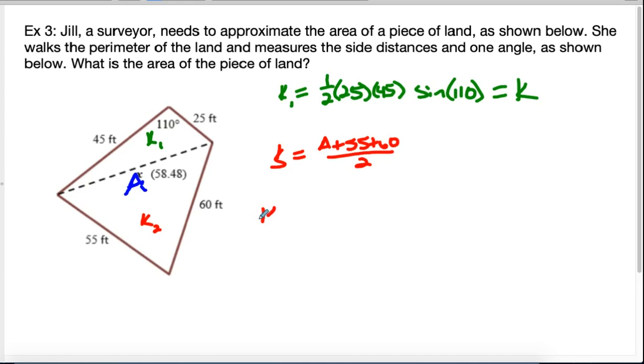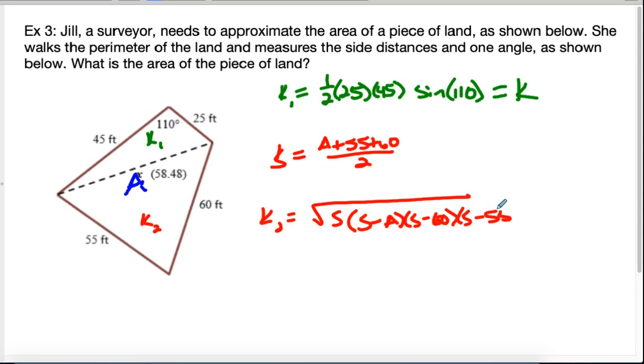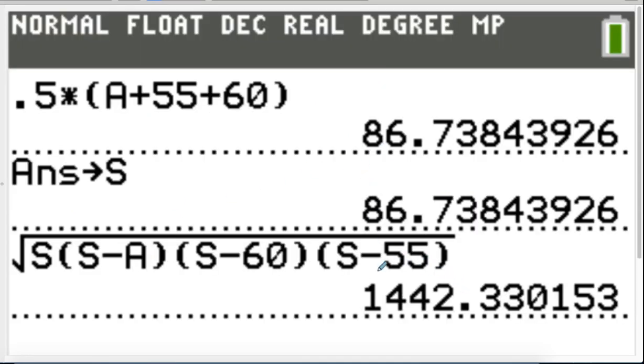So now I can say that my K2, this is how I'm just going to type it into the calculator, is S times S minus, and now this side is still stored in the calculator as A, and then times S minus 60 times S minus 55. If I type that into the calculator, we get that that second area is about 1,442.33.